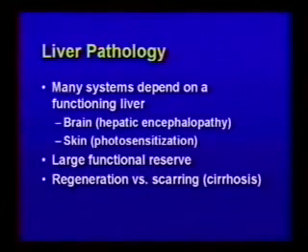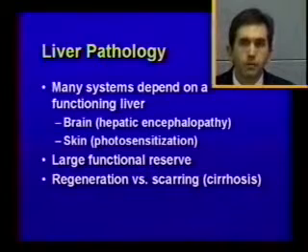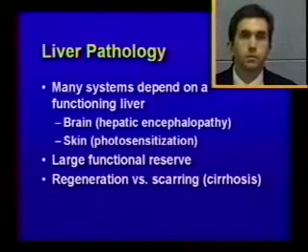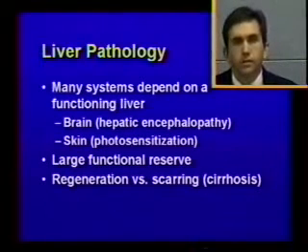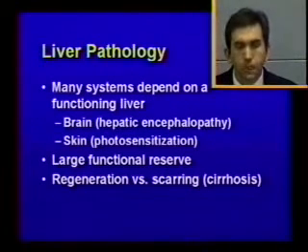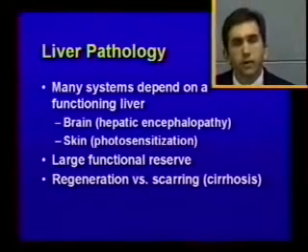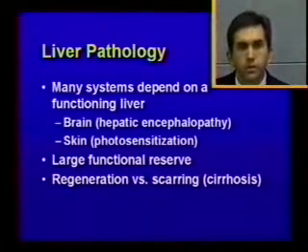One of the first things to remember about liver function is that many systems throughout the body depend on a functioning liver. And these would include the skin and the brain and the clotting cascade, or the blood vessels. So a diseased liver will show up many times as central nervous system malfunction, or hemorrhage in the body, or skin disease, photosensitization. But the liver has a very vast functional reserve.